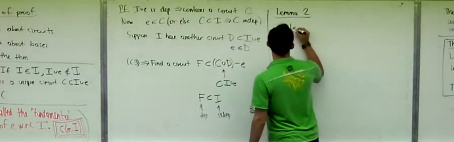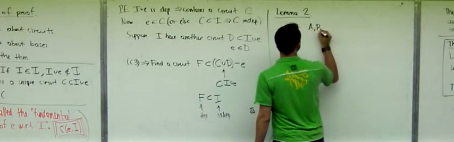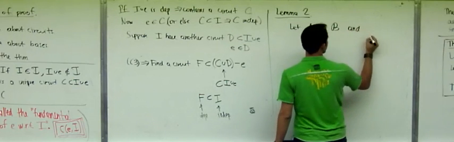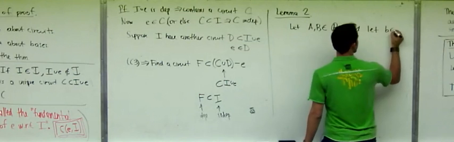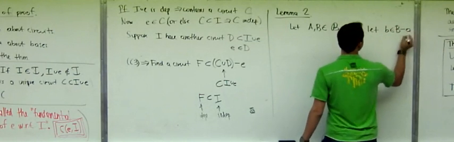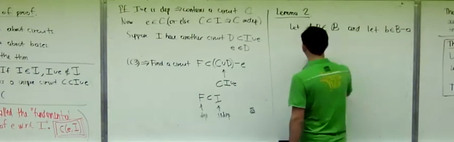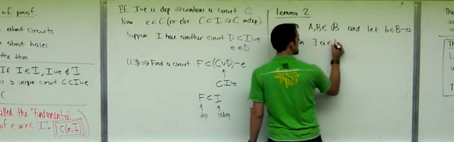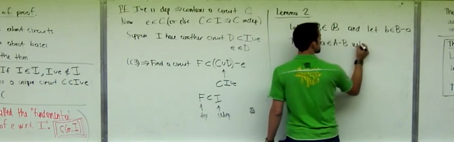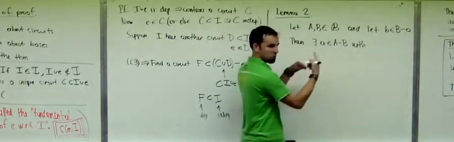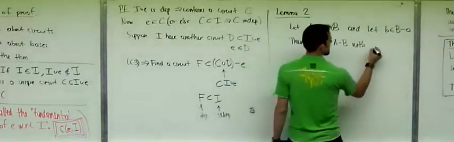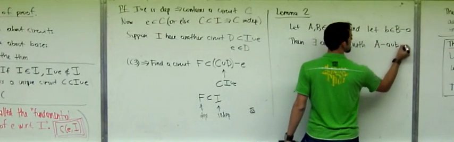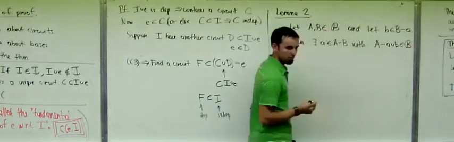Let A and B be bases, and let b be an element of B minus A. Then there exists an element a in A minus B such that you can swap a and b. Take A, you get rid of little a, you add little b, and you get a basis.